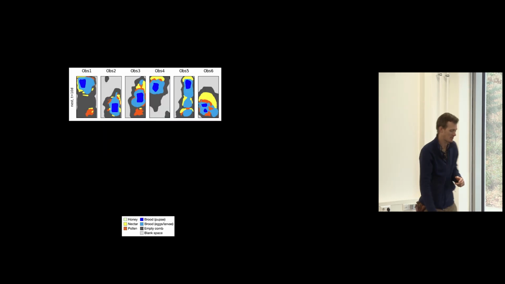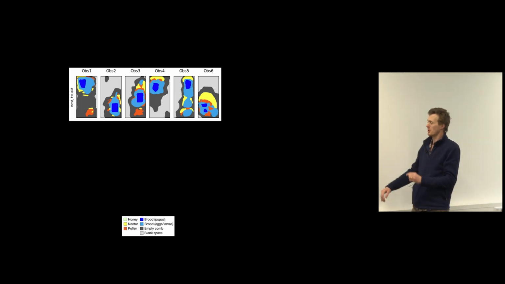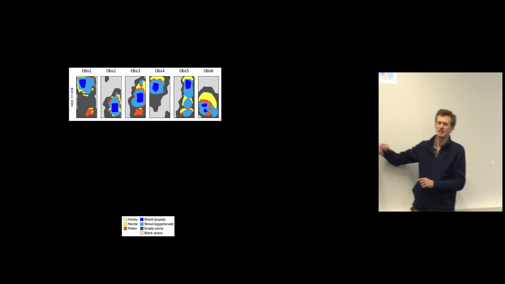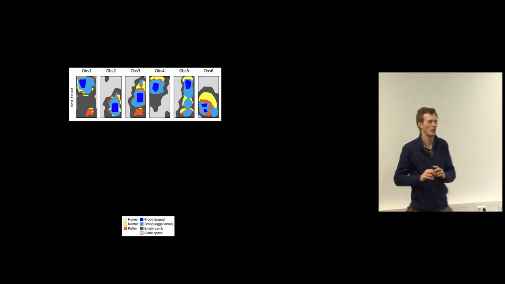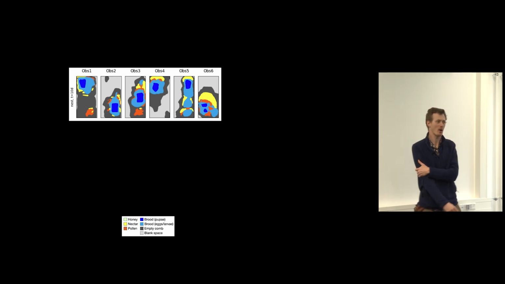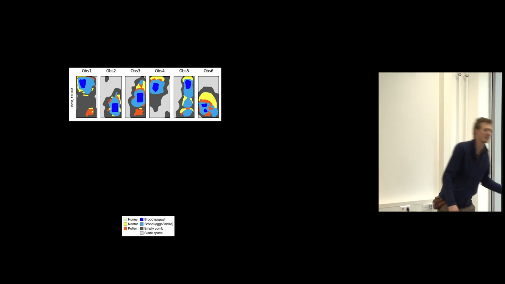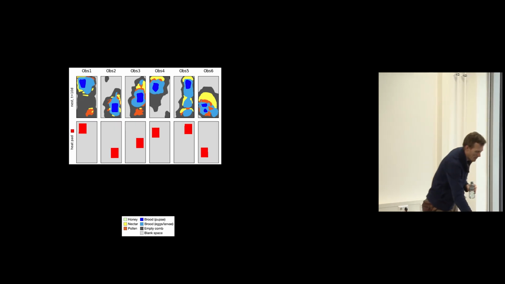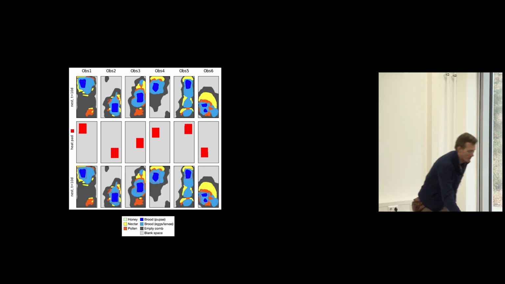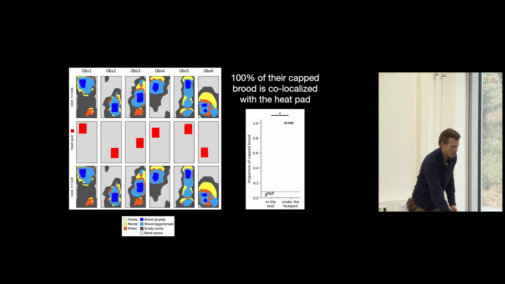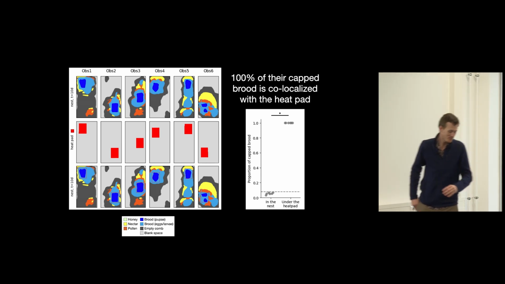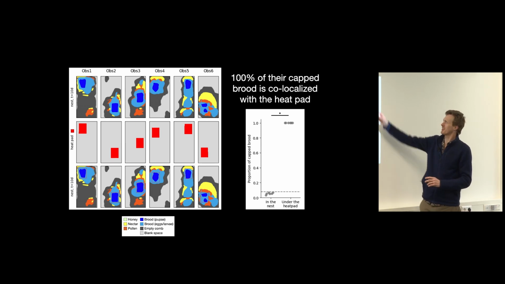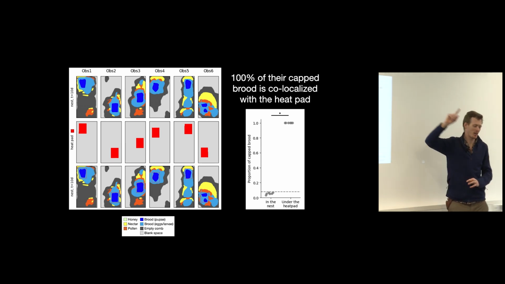So I'll give you a second to look. Remember, blue is brood, and for the beekeepers, pupae, the capped brood, the dark brood, is the oldest brood in these colonies. Tell me if you can think about where there might be a rectangular heat pad in each of these 6 observation hives. And it turns out that's where the heat pads were. And if you're a statistician, have I got some stats for you? 100% of their capped brood was co-localized with the heat pad. So we definitely did a statistical test right there and gave it a star.